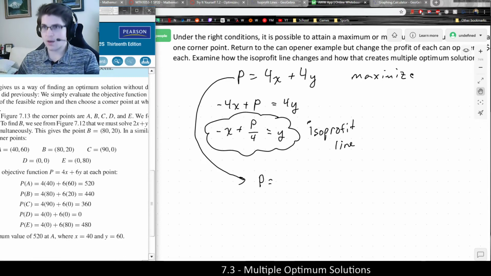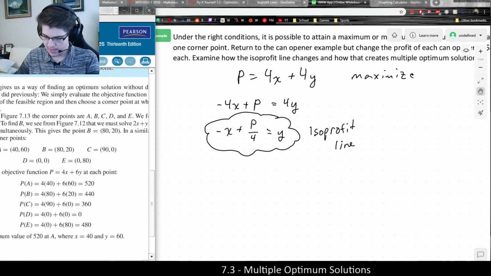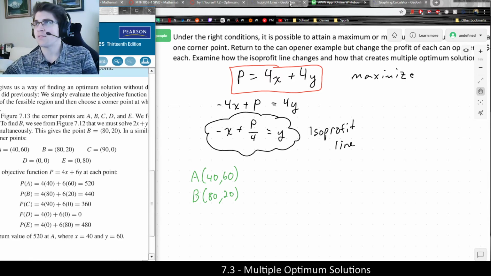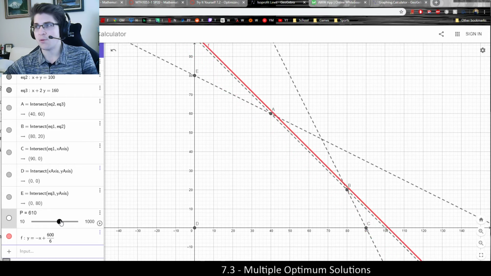But the profit for corner point A would be 4 times 40. So actually, let me be a little bit more clear about the work I'm doing here. Again, this was my profit function based on these new parameters that I'm imposing to make an example. I'm going to try each point. Corner point A was 40, 60. I had corner point B, which is 80, 20. And as we were looking at the isoprofit lines in GeoGebra, those were the two that both intersected the isoprofit line.